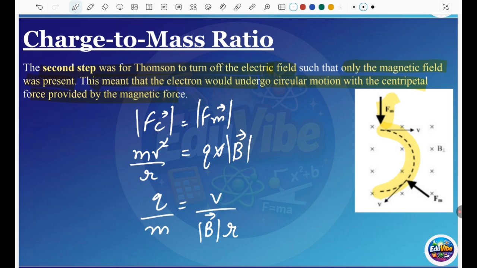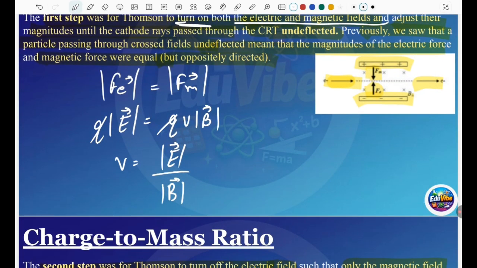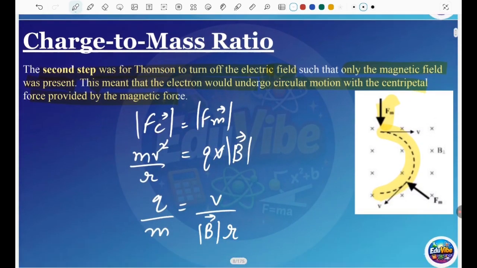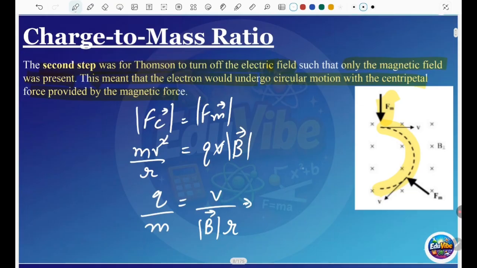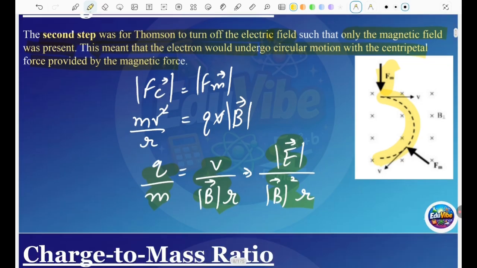Eventually, when you combine both things, v is equal to E over B, which is electric field over magnetic field. So you substitute the v value and you get q over m equal to E over B squared times r. So from the first step and second step, they propose this equation, and we use this equation to calculate the charge to mass ratio. You get these types of questions in your diploma examination. We will use an example at the end of this lesson.